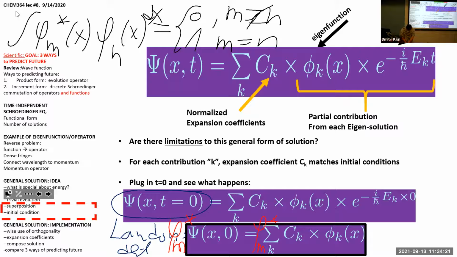Here is the plan how we are going to do it. What is exponential of 0? 1, right? So we can completely remove it. So the black box is the same as the purple box, right? So psi x comma naught equals summation expansion coefficients times phi k.